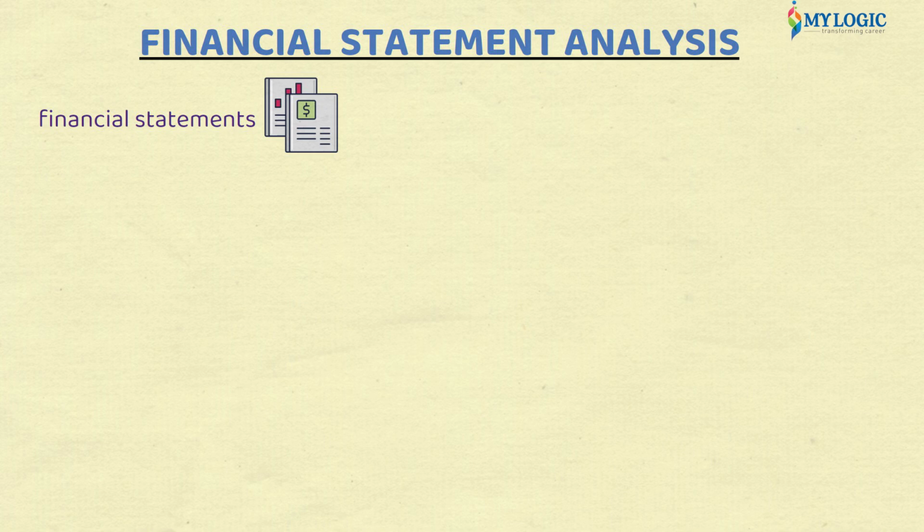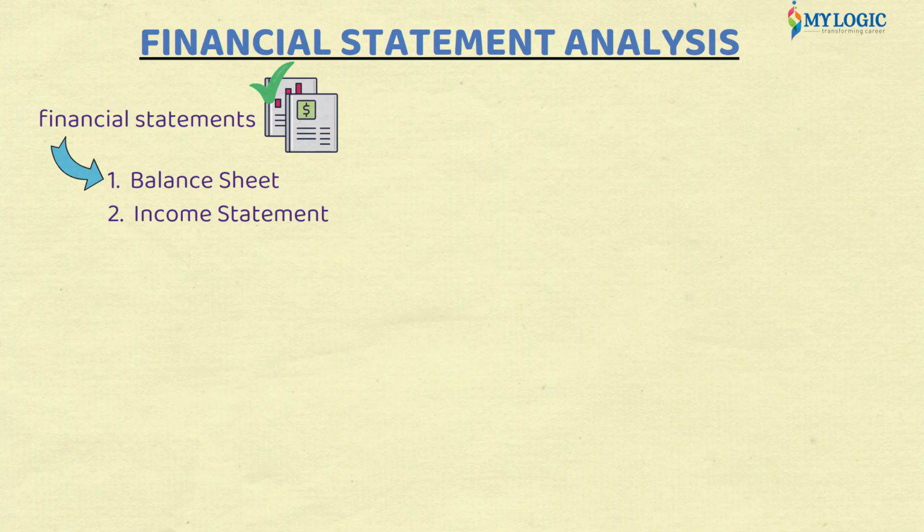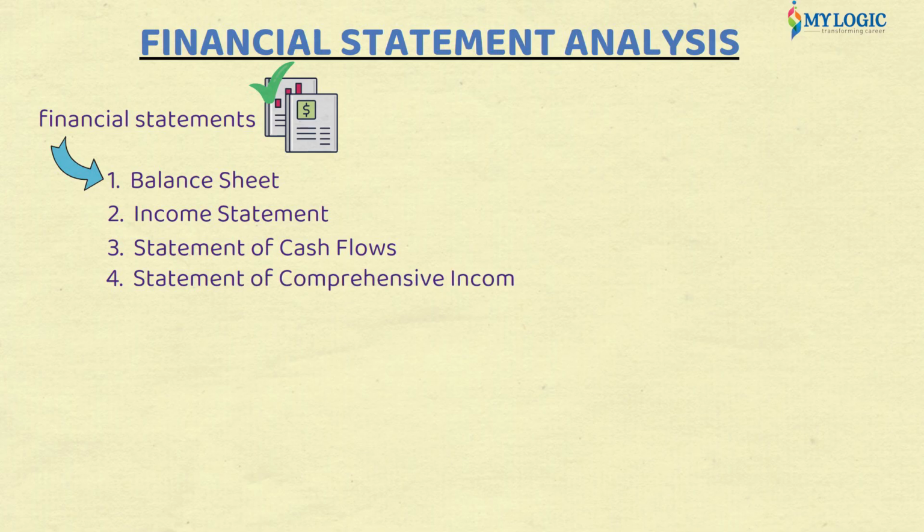Before going to understand and start analyzing financial statements, it's always best to know what the financial statements are and what information we are provided. Financial statements are: Number 1. Balance sheet. Number 2. Income statement. Number 3. Statement of cash flows. Number 4. Statement of comprehensive income. Number 5. Statement of changes of stockholders' equity.